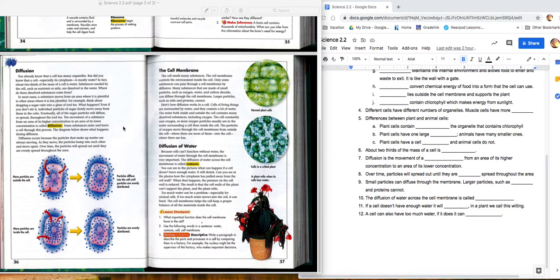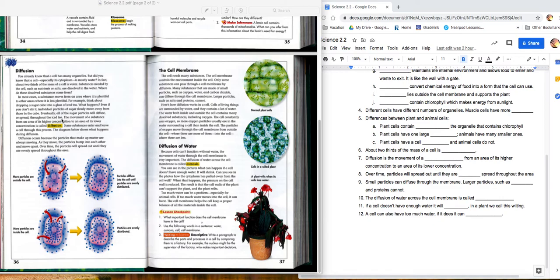Okay, so what I need in my body is dissolved in water, and then that water is going to go back and forth across the cell membrane to me, and we're going to see how that works coming up. In most cases, a substance moves from an area where it is plentiful to areas where it's less plentiful. For example, think about dropping a sugar cube into a glass of iced tea. What happens? Even if you don't stir it, individual particles of sugar slowly move away from those in the cube. Eventually, all of the sugar particles will diffuse, or spread, throughout the iced tea.